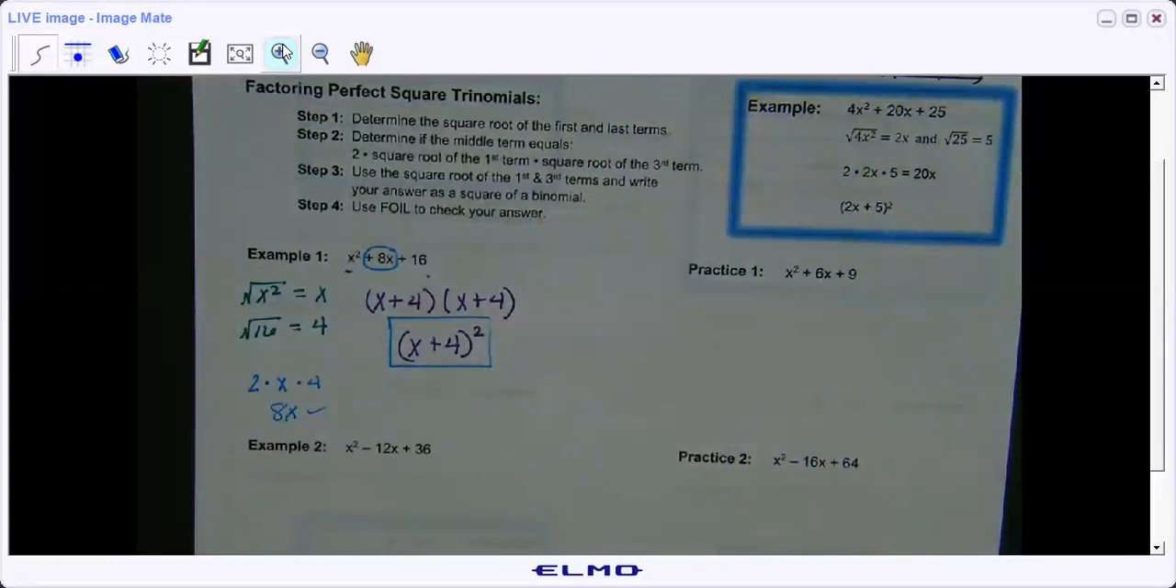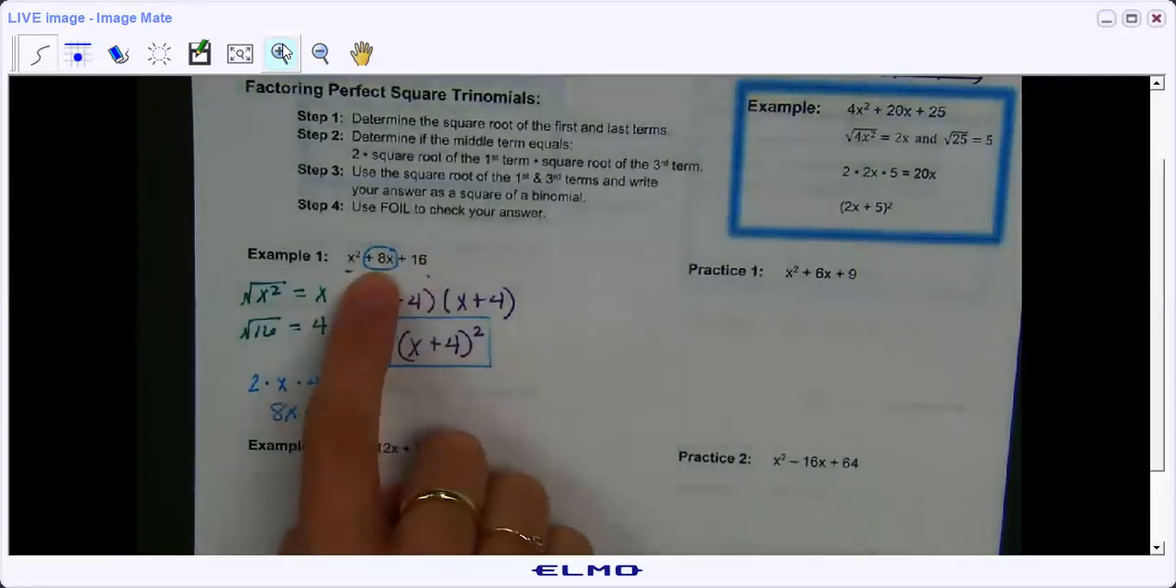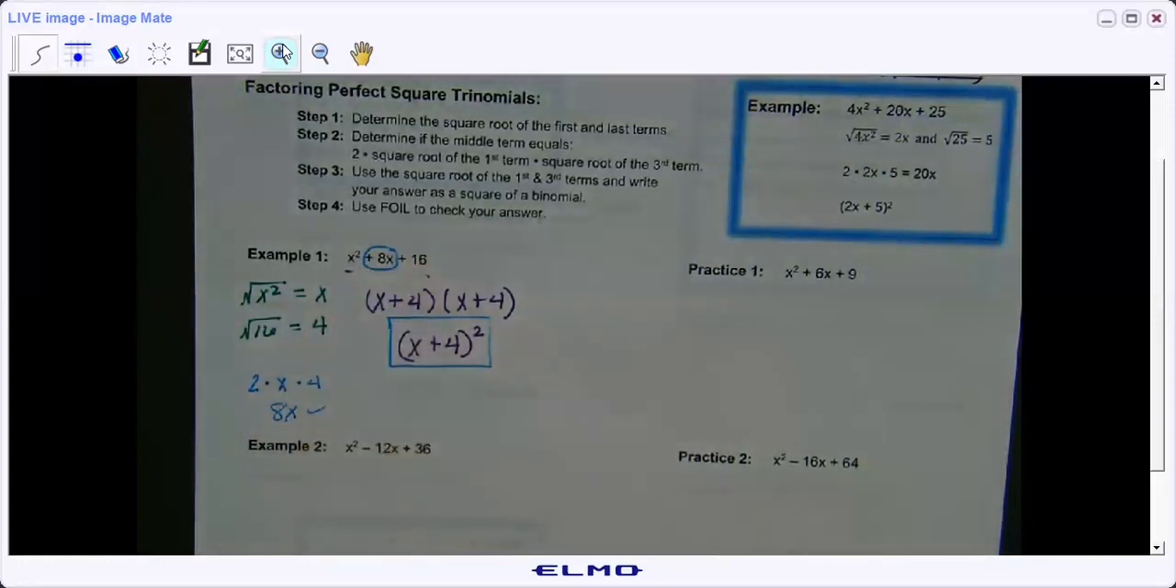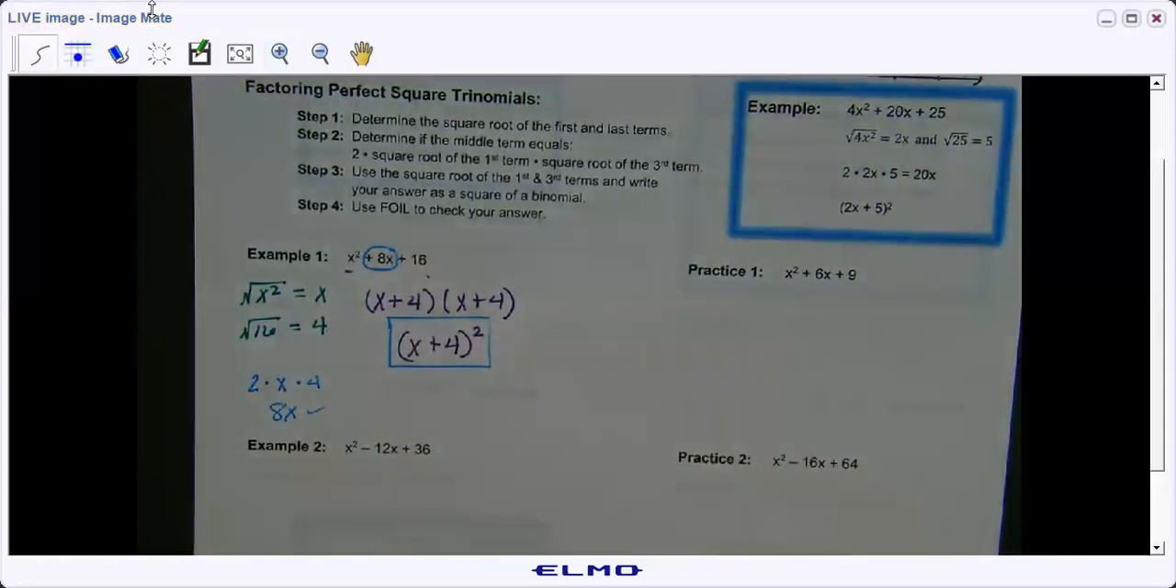Now, I will tell you, some people think this process is more complicated than just doing a regular factoring of a trinomial, and that's okay. You can still use factors of 16 that get you an 8 and solve it that way. Okay, I want you to go ahead and try practice 1 on your own.